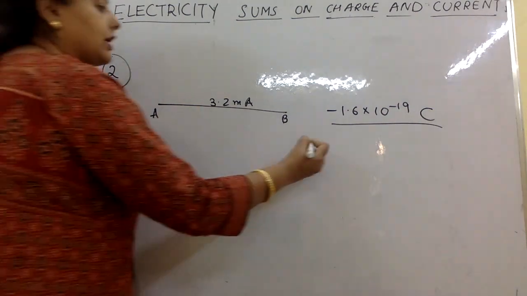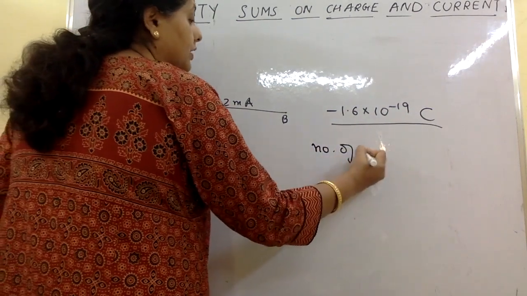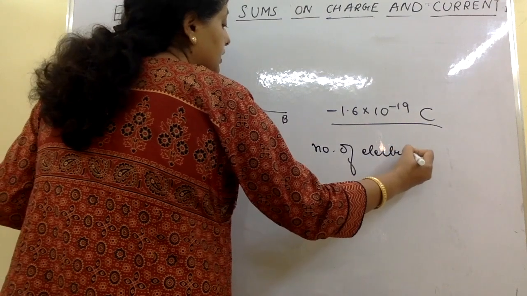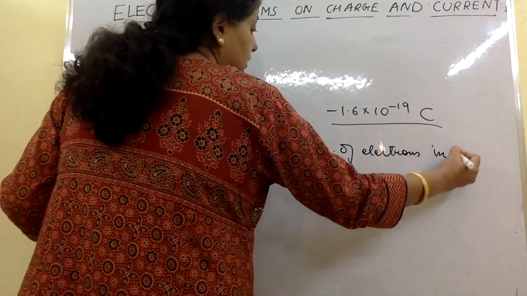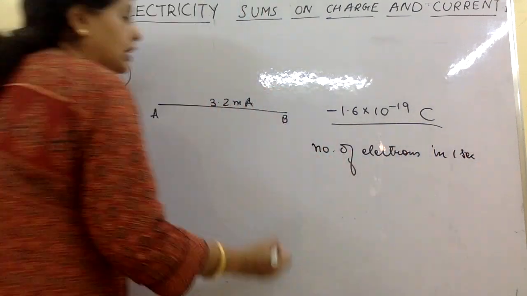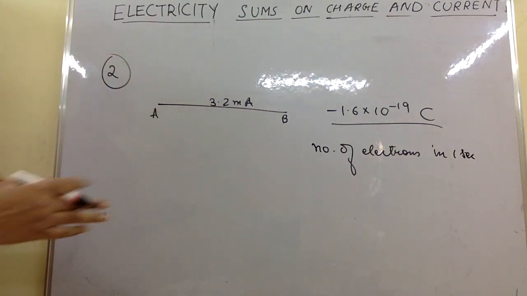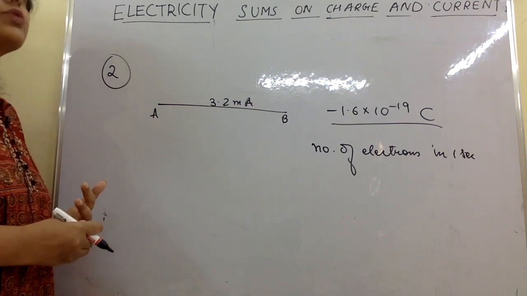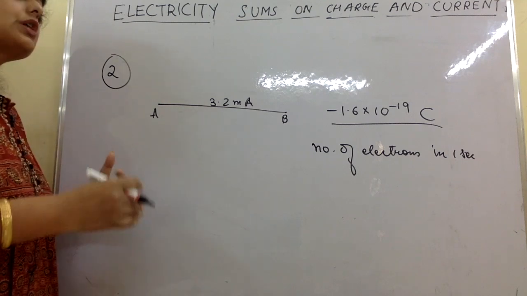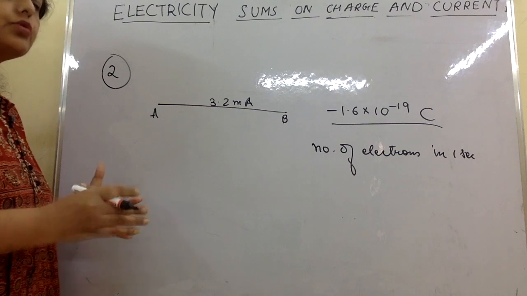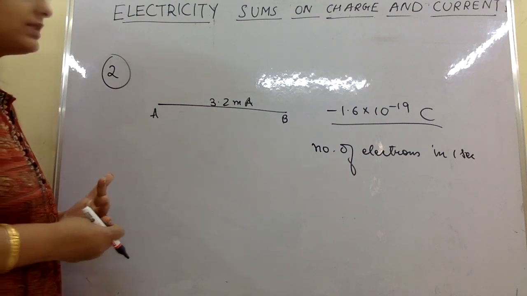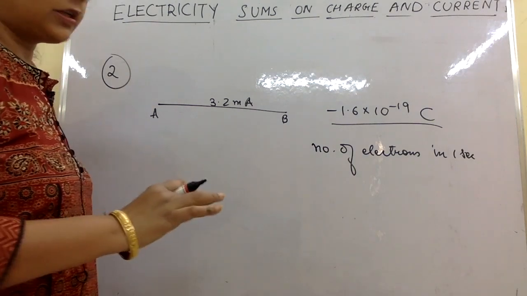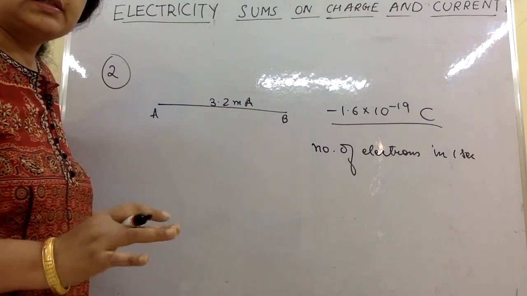Okay, what we have to find? The number of electrons passing in 1 second through the cross section of the conductor. That is how current is defined: how much charge is passing through the cross section of the conductor in 1 second. So we need the number of electrons in 1 second.